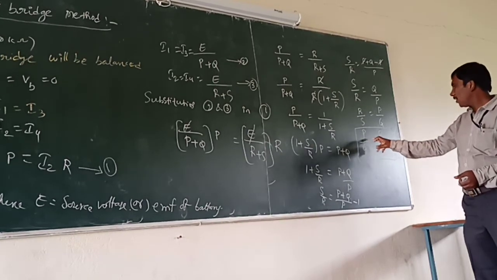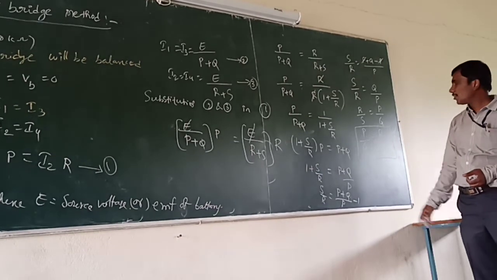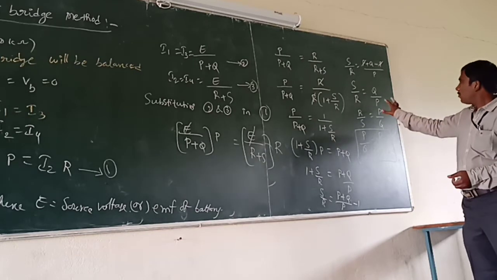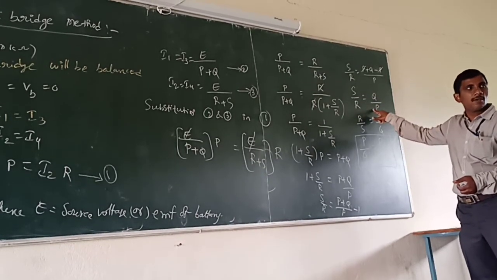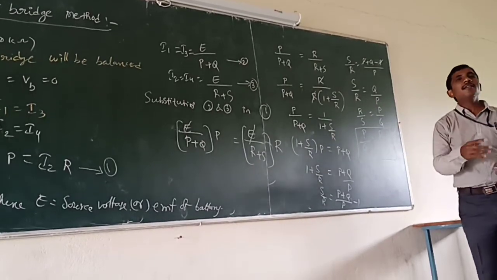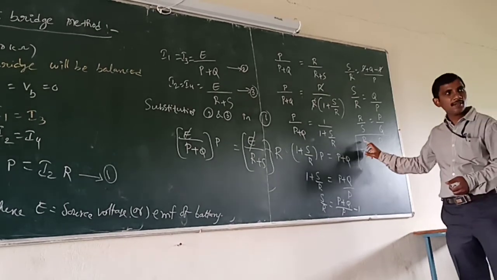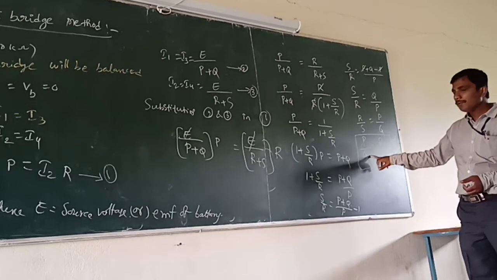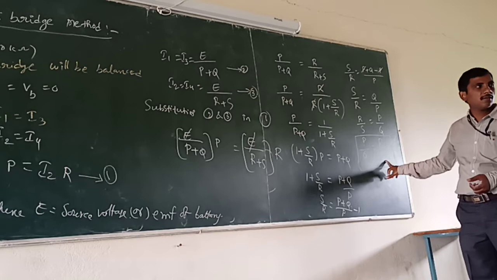Or we can say that P S equal to R Q. The bridge balance condition is P by Q equal to R by S. Or sometimes the bridge balance equation is S by R equal to Q by P also. We have to remember one: P by Q equal to R by S. If you remember this, suppose it is a multiple choice question, you can easily get the answer. P by Q equal to R by S, where R is the unknown resistance, S is the standard resistance.